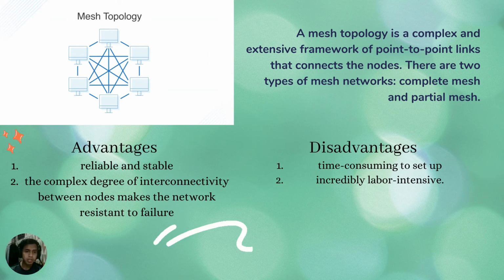And next is mesh topology. A mesh topology is a complex and intensive framework of point-to-point links that connects the nodes. There are two types of mesh network, complete mesh and partial mesh. The advantages for mesh topology are that it is very reliable and stable. Also, the complex degree of interconnectivity between nodes makes the network resistant to failure. The disadvantages for mesh topology are that it is time consuming to set up and incredibly labor intensive.